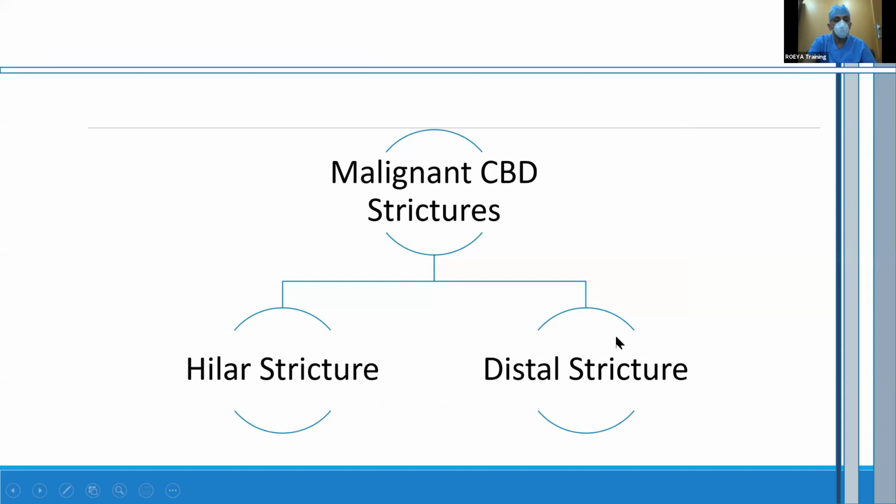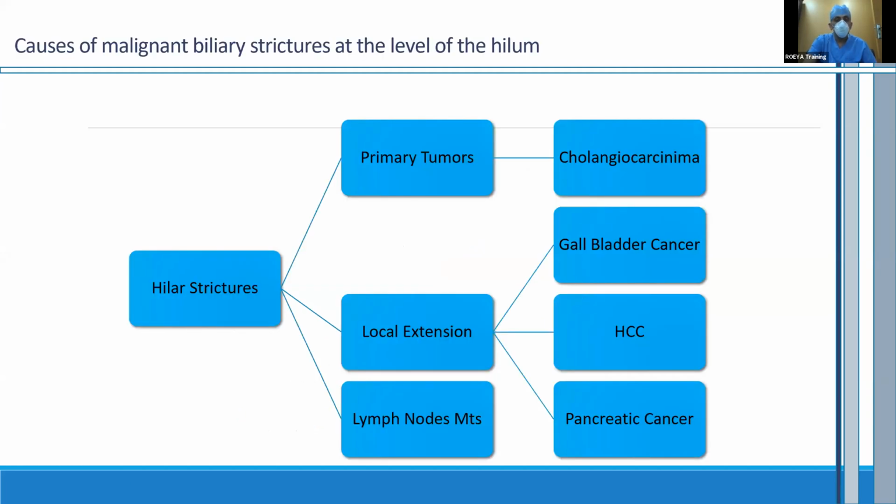Then regarding malignant stricture, we have either, like today, like the patient we have just shown, the hilar stricture, or we have the distal stricture, most commonly cancer pancreas. The hilar stricture is either, like today, cholangiocarcinoma, Klatskin tumor, or sometimes extension from gallbladder cancer, from HCC, or from a metastatic lymph node.